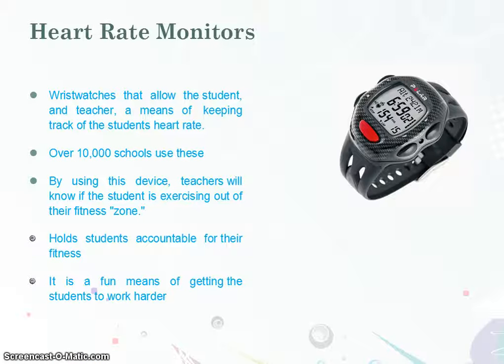Alright, heart rate monitors is one of the first that we're going to talk about. Wristwatches that allow the student and teacher a means of keeping track of students' heart rate. Over 10,000 schools use these. By using this device, teachers will know if the student is exercising out of their fitness zone. Hold student accountable for their fitness, which is a major thing.